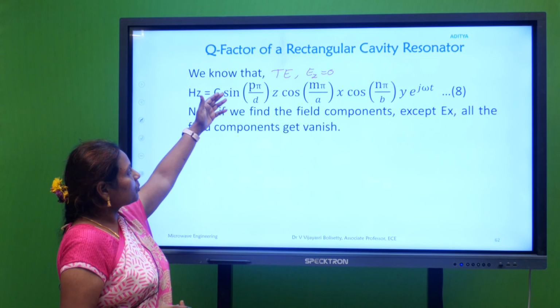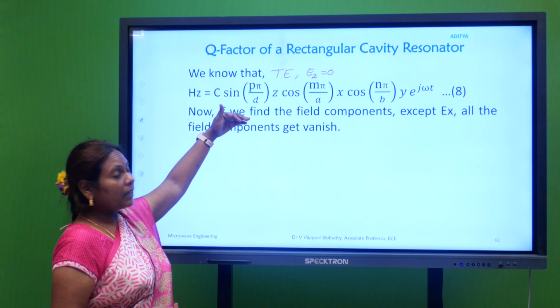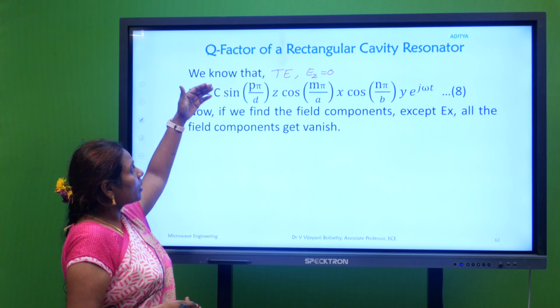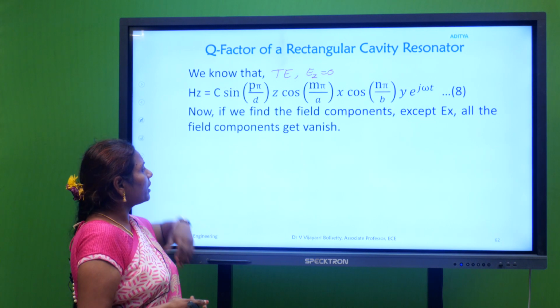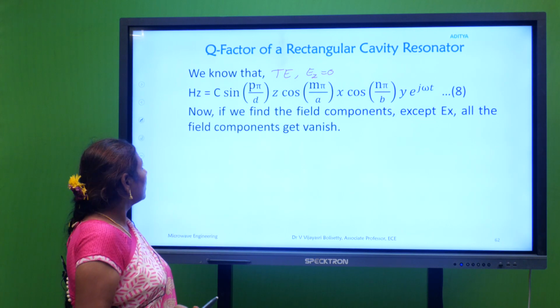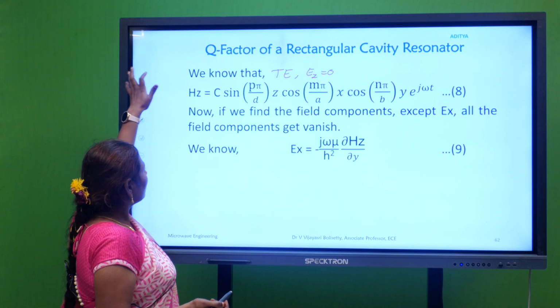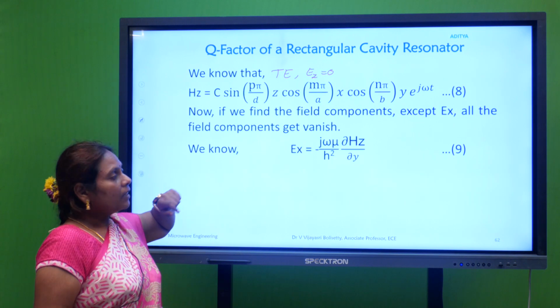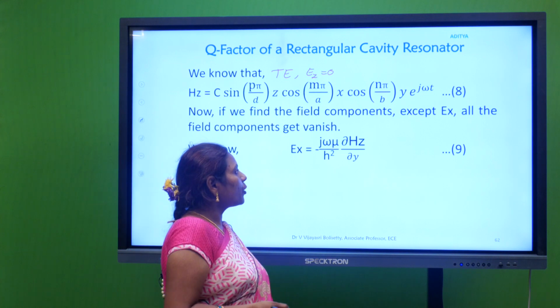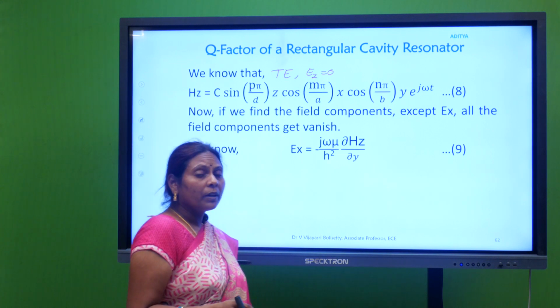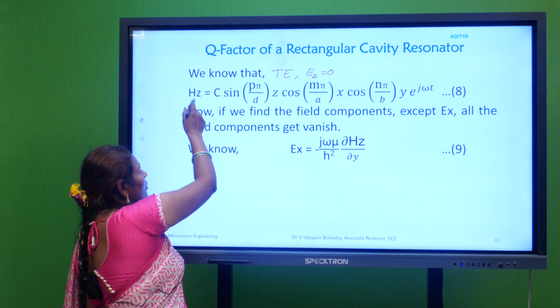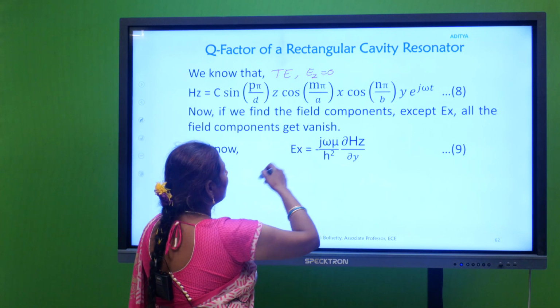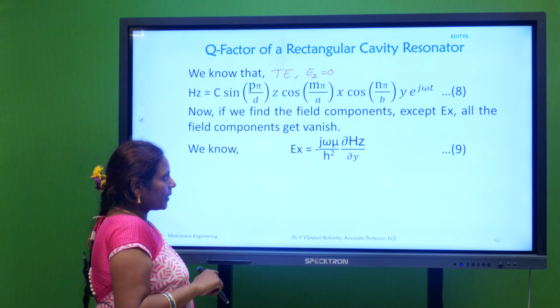If we derive this and substitute the cos and m, n, p values, then all the field components vanish except Ex. So let us find what Ex is. Ex is equal to minus j omega mu by h square dou Hz by dou y. So if you differentiate this Hz with respect to y, then we are going to get Ex.